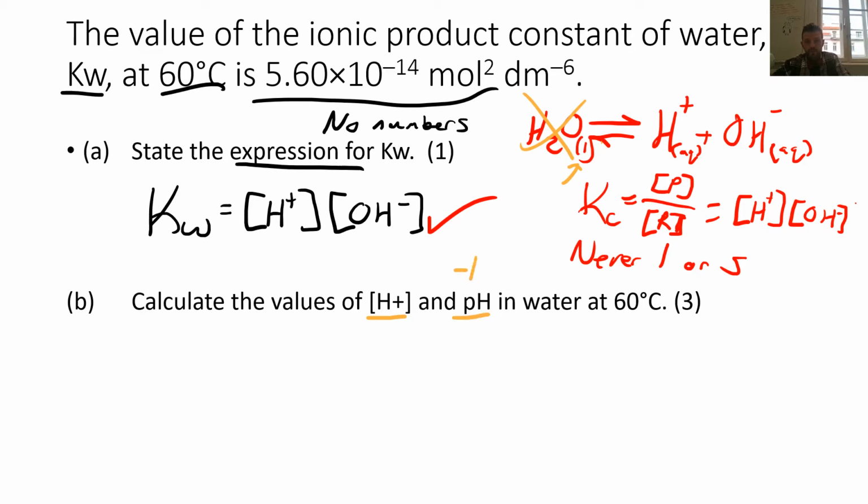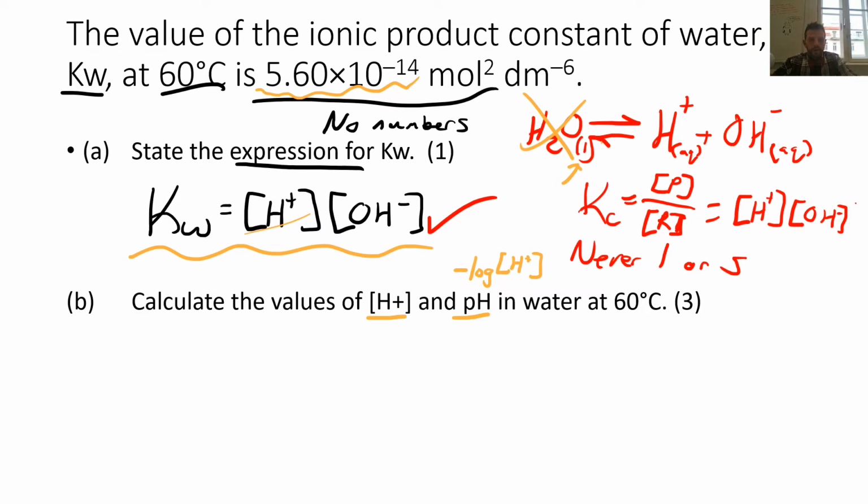So I'm going to just do this: negative log concentration of H plus, in water at 60 degrees Celsius. They give us the Kw, and we just wrote the expression, so we're probably going to end up using both of these. Remember, these paper 2 problems are built to scale up. So whatever you get in part A, most of the time you're going to use in part B, and whatever you get in part B, most of the time you end up using in part C, and so on.